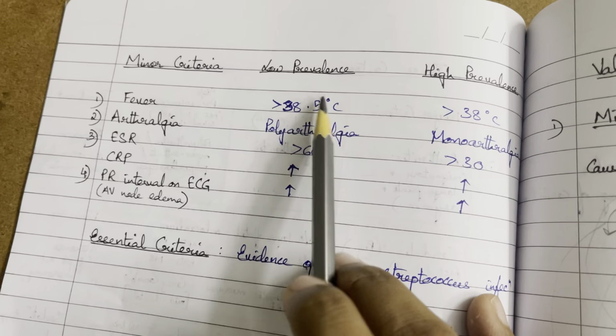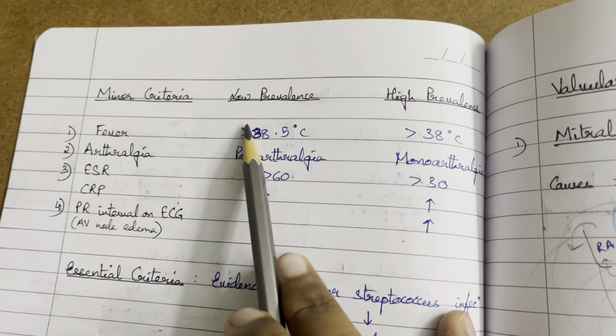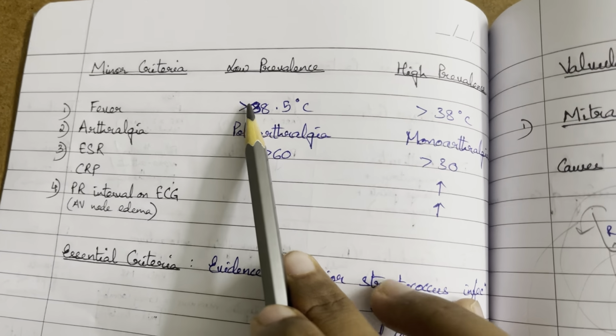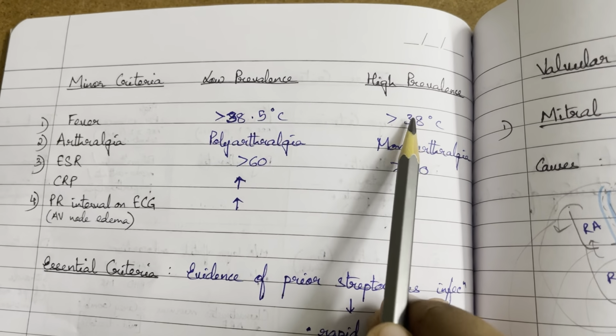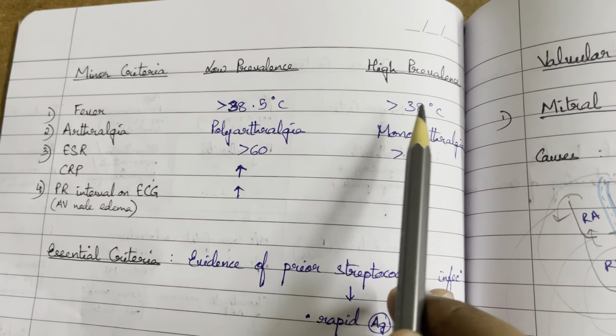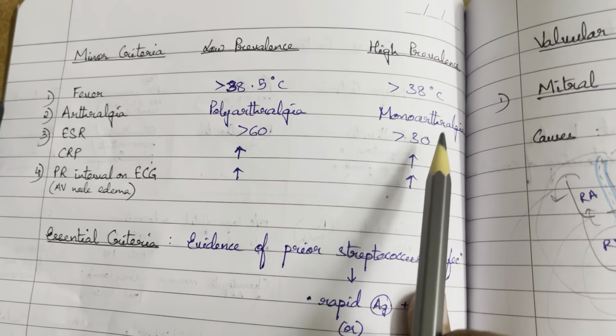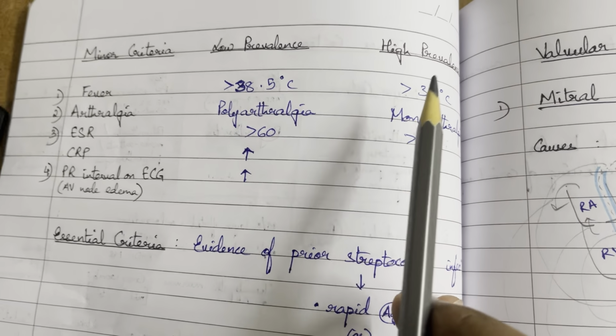But here, in low prevalence, you need to take a higher threshold, right? So to avoid unnecessary diagnosis. So fever greater than 38.5 degrees Celsius, and in high prevalence greater than 38 degrees. Low prevalence polyarthralgia, high prevalence even monoarthralgia you can take as minor criteria. ESR greater than 60, and here it is greater than 30, high prevalence.